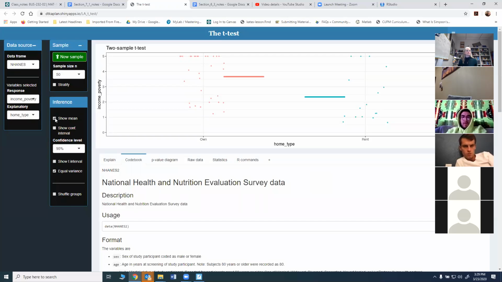I can actually do that. Just click of the button, and there's my means. So this is the mean of these 50 numbers here. This is the mean of these 50 numbers here. So does it look like there's a difference? Yep. Yeah, looks like there's a definite difference.